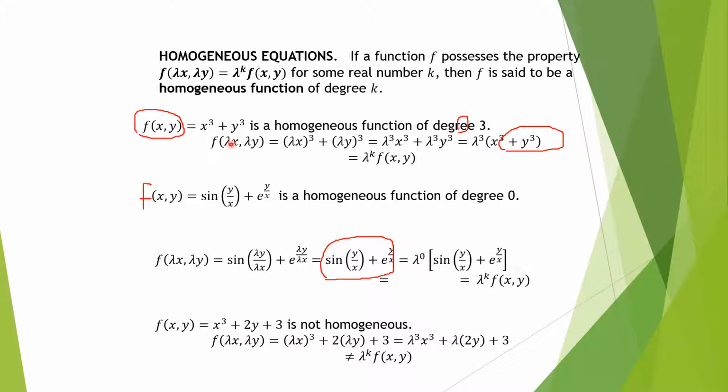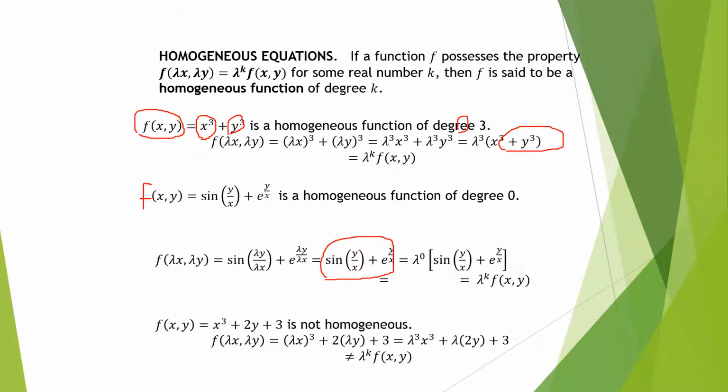Now in this case, it's easy to determine the degree. The degree can be found by simply adding the exponents of the variables. In this case, what's the degree of x cubed? That is 3. What's the degree of y cubed? That is 3. Both of these variables have a degree 3. Therefore, this is homogeneous of degree 3.